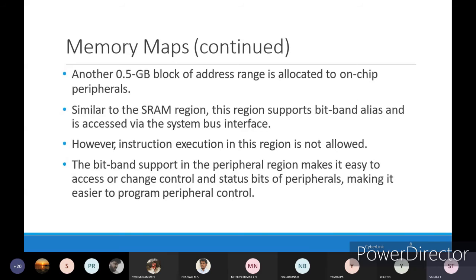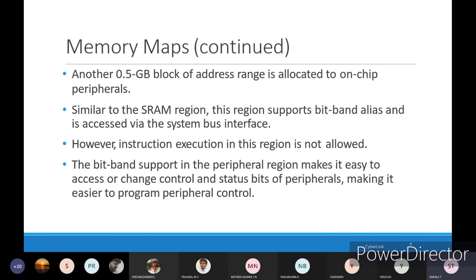And the remaining space is there, other than this bitband alias and bitband region. In the remaining space you can execute or access the instruction sets. The bitband support in the peripheral region makes it easy to access and change control and status bits of the peripherals, making it easier to program peripheral control. If you go with bitband support, then you can easily access or change the control or status bits of a peripheral, meaning what status the peripheral is working in.